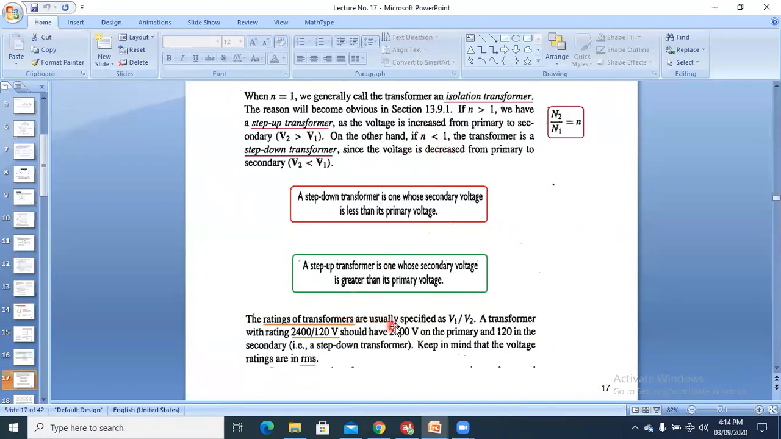So the ratings of transformers are given by V1 by V2. It's not like the turn ratio N2 by N1 equal to V2 by V1. The transformer rating is V1 by V2. So a transformer with a rating of 2400/120 volts should have 2400 volts on the primary and 120 on the secondary, and this is a step-down transformer. That is in fact the voltage rating, and that is in RMS.